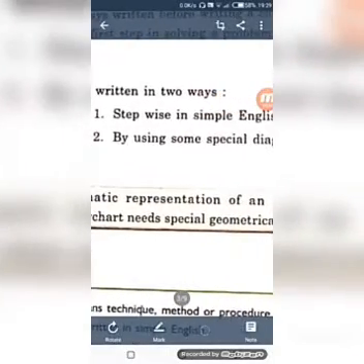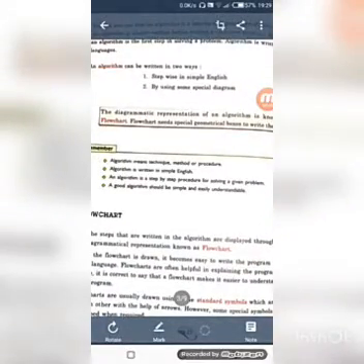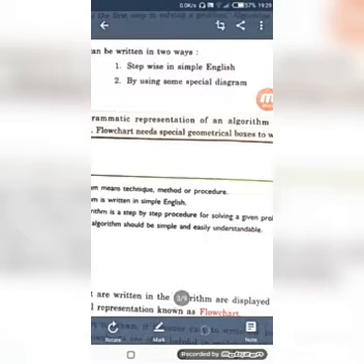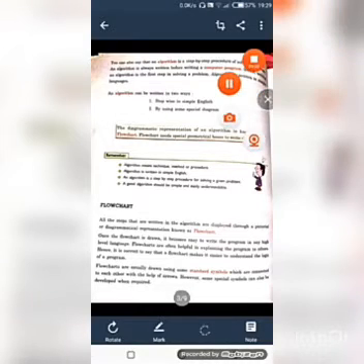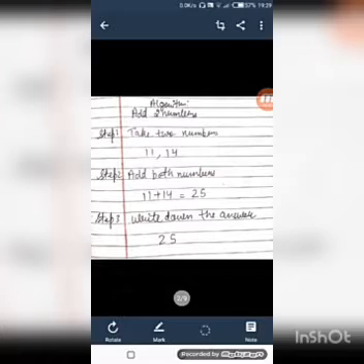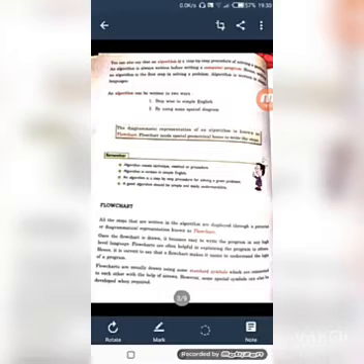Here we study that an algorithm can be written in two ways. In the first way, step by step, we have already learned how to write. But now it's our turn to learn about using some special diagram. And what do we call that diagram? We call that a flowchart. Keep in mind, if we want to write a step-by-step procedure, we call it an algorithm. And if we want to make a step-by-step diagram of a problem, we call it a flowchart.